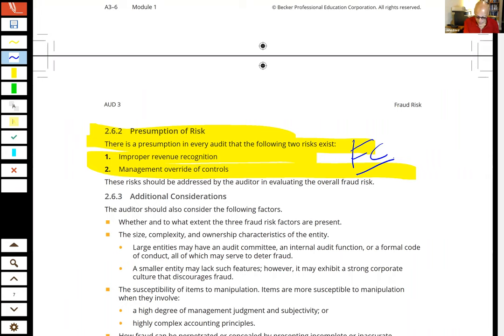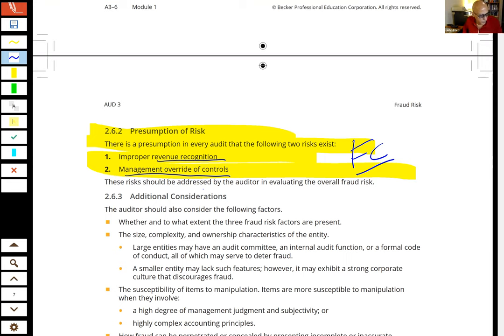And when you look at improper revenue recognition and management override of controls, can you say Enron? This is around the time this fraud standard is being updated, around the time that we're all gasping for breath at what Enron and WorldCom were doing.